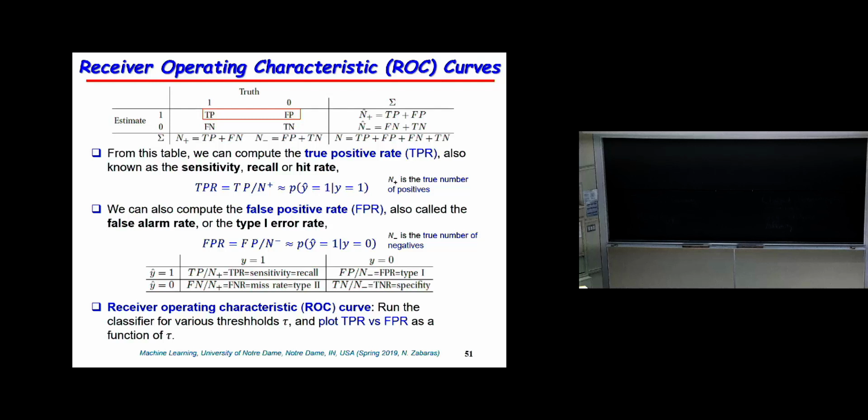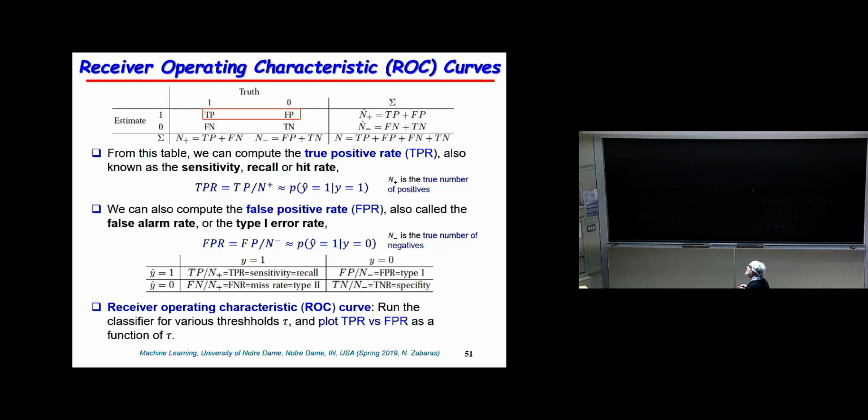Remember, this is the truth column, so TP plus FN, which is n plus, is the true positives. So TP is how many times you declare something to be positive when the truth was positive. How many times your classifier gave you that something is positive when the truth was positive. So that's the true positive rate.